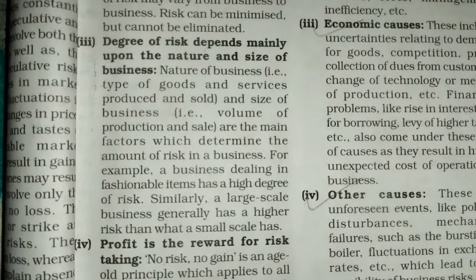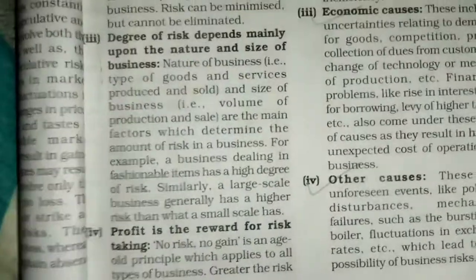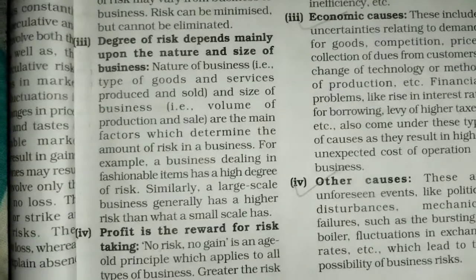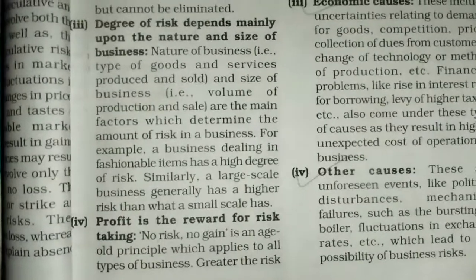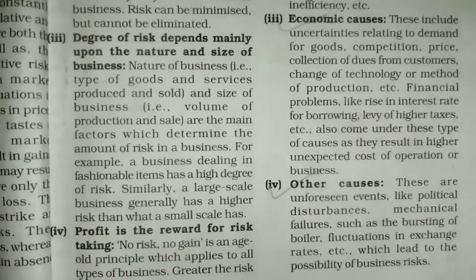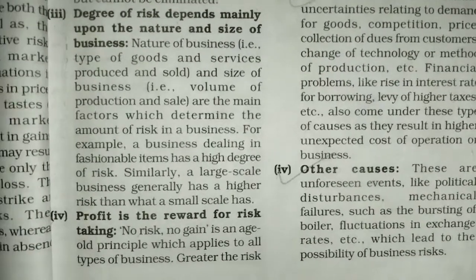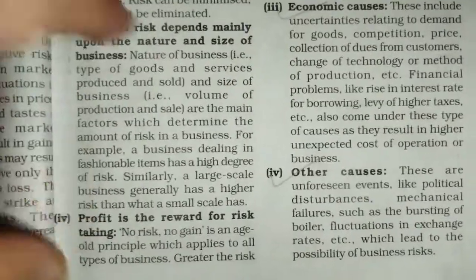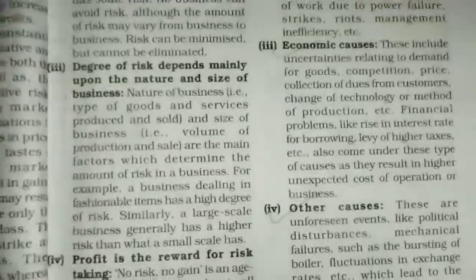Third is degree of risk depends mainly upon the nature and size of business. These two points are interrelated, the second point and third point. Nature of business, that is types of goods and services produced and sold, and size of the business, that is volume of production and sale, are main factors which determine the amount of risk in the business. Whether the business is small scale or large scale, generally a large scale business has higher risk than a small scale one. So degree of risk mainly depends upon the size and nature of business. So that is the point.